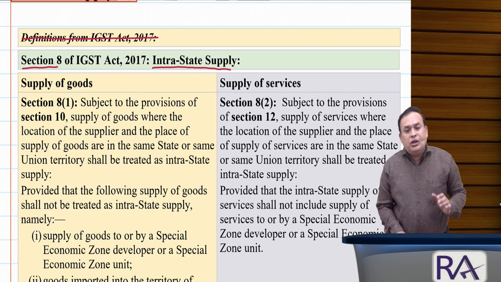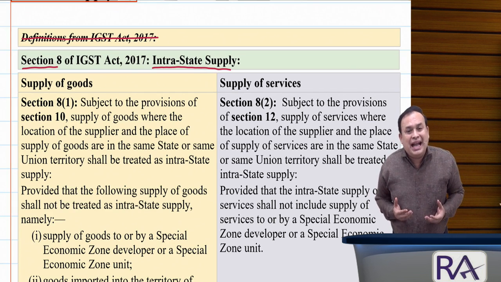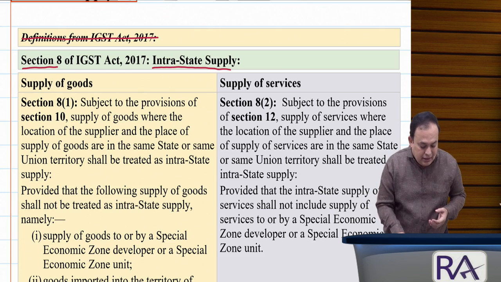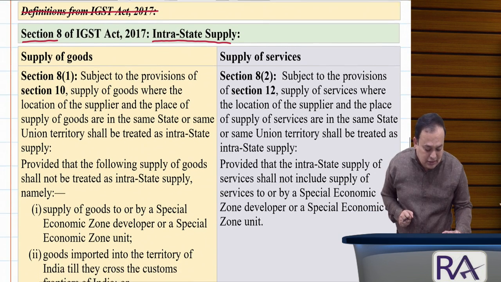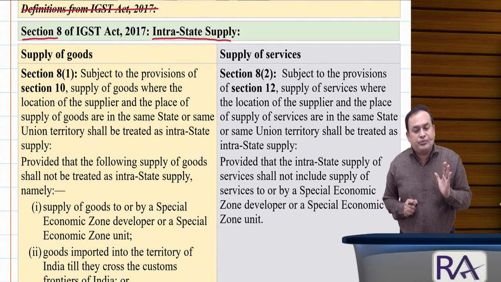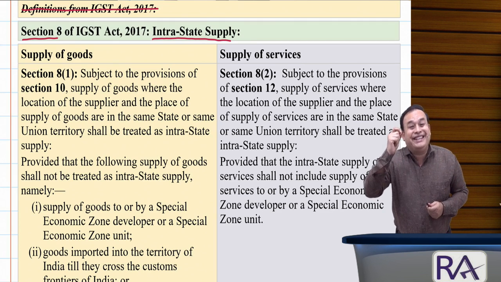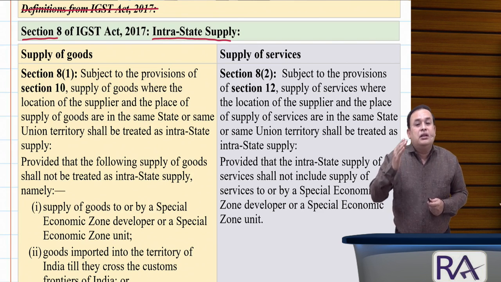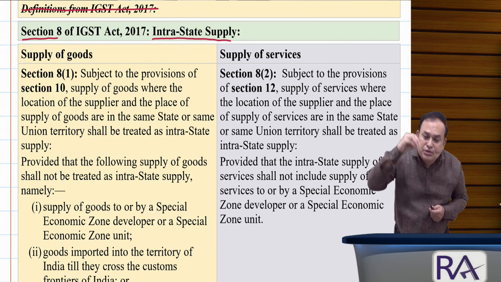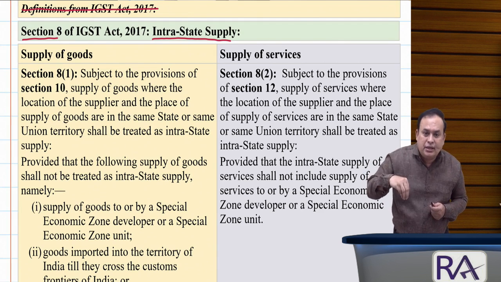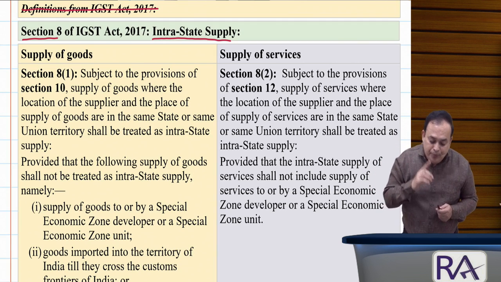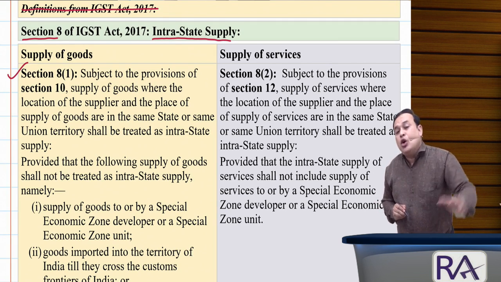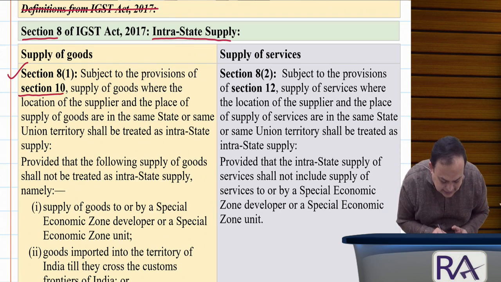When a supply is called intrastate supply, as referred under section 8 subsection 1. Here section 8 subsection 1 talks about supply of goods, where, subject to section 10 of IGST Act, the location of supplier and place of supply are within the same state or same union territory, then it is intrastate supply. What is important to note here is that section 8 applicability comes into picture only when section 10 of the IGST is in place.